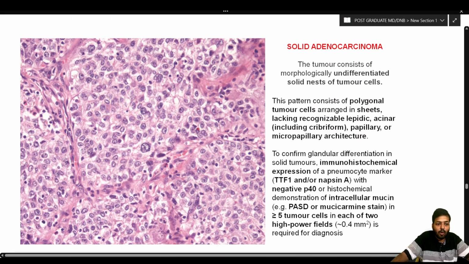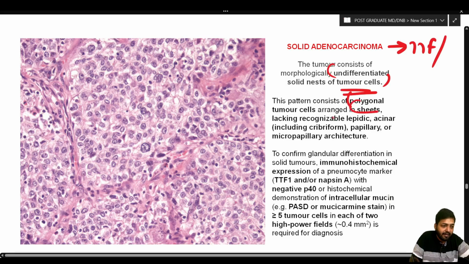Next, we have the solid variety of adenocarcinoma, where you see the tumor cells present in sheets. Okay, so over here you can see undifferentiated solid nests of tumor cells, and it is in these carcinomas that TTF and or napsin stain is required. The pattern consists of polygonal tumor cells arranged in sheets lacking any recognizable lipidic, acinar, papillary or micropapillary architecture. When this architecture is not present, then we are seeing it as solid.